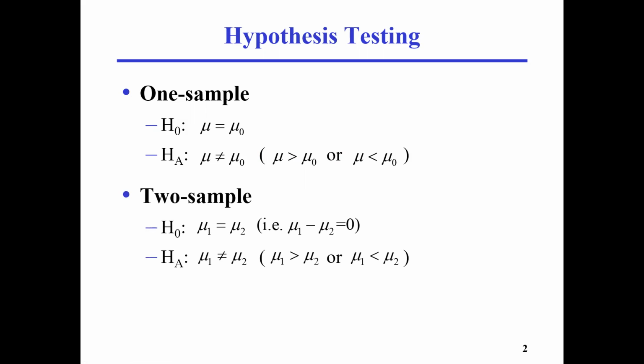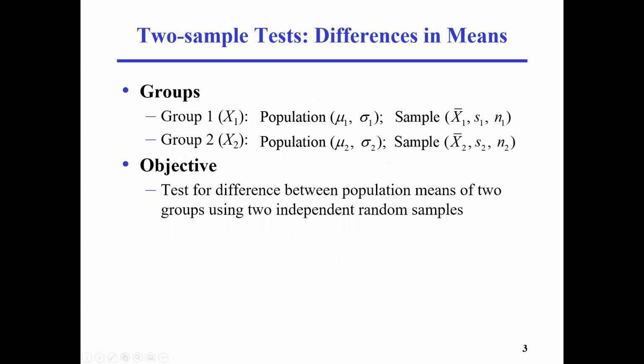For two sample tests, the null hypothesis is that mu1 equals mu2, because we will have two groups here, which means there will be two populations and two samples. And the alternative hypothesis could be that these two population means are not equal to each other, or one is larger or smaller than the other one. Okay, so more details here.